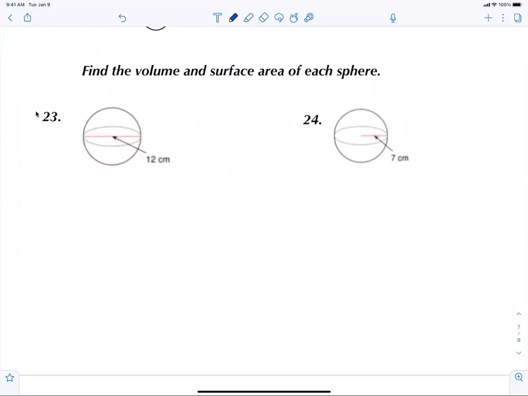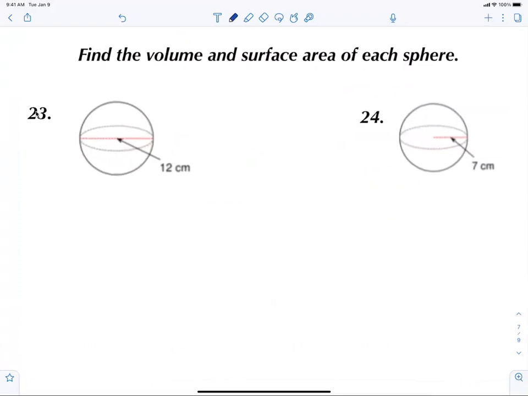Volume and surface area. We already reviewed the volume of a sphere today. What's the volume formula? 4/3 times pi r cubed. Right, we know it's cubed because it's three dimensions. That's how I try to remind kids. But surface area is how many dimensions? Two. Area is two dimensions. That's how we know the radius is going to be squared. So surface area is 4 pi r squared. Those are the two formulas you need.